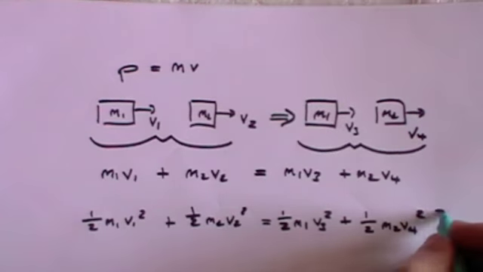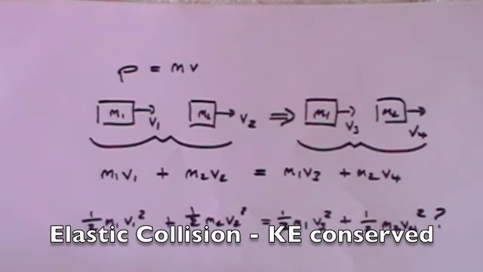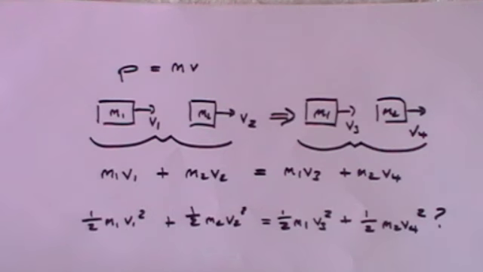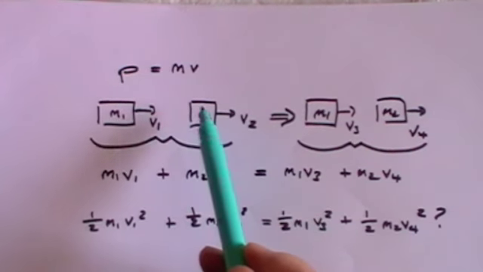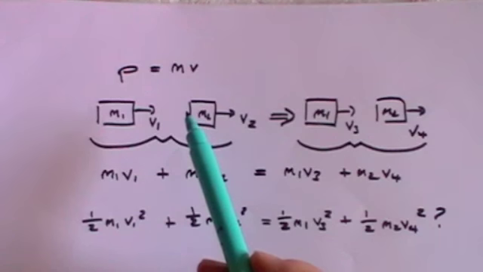Now that is only sometimes the case. It is the case if it is an elastic collision, and it is not the case if it is an inelastic collision. The point is that energy is always conserved, but kinetic energy itself may not be conserved. For example, when this body catches up and hits this body, there may be sound. You will hear a noise as they collide. There may be heat energy. So kinetic energy is being converted into sound and heat energy and therefore is not conserved.